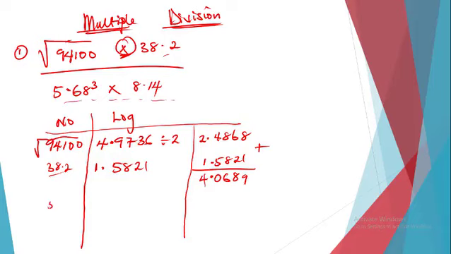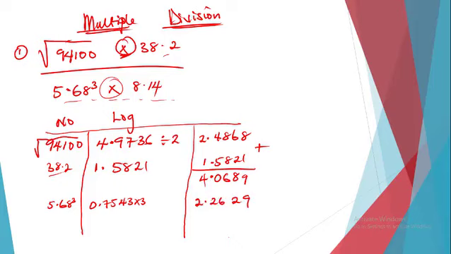Okay, we leave it here and then come over to the denominators. For this we'll have 5.68 cubed. So what's our characteristic? 0. That is 1 minus 1. Then we look for 56 under 8. 56 under 8 is equal to 7543. Then times 3. Times 3 because of the power here. What do we have? We have 2.2629. Is that correct?